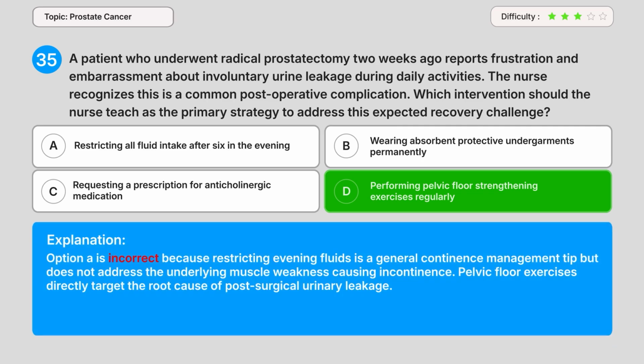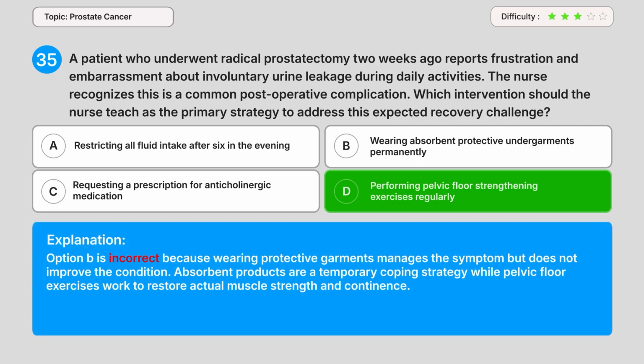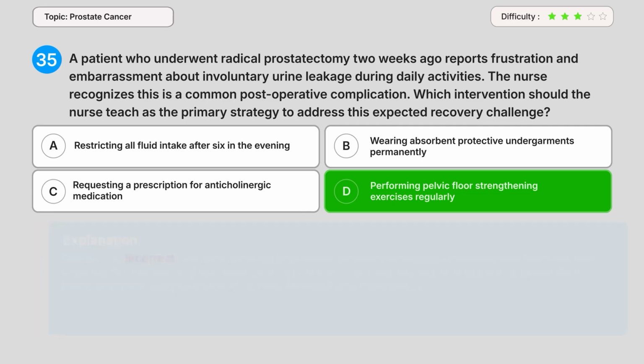Option A is incorrect because restricting evening fluids is a general continence management tip, but does not address the underlying muscle weakness causing incontinence. Pelvic floor exercises directly target the root cause of post-surgical urinary leakage. Option B is incorrect because wearing protective garments manages the symptom, but does not improve the condition. Absorbent products are a temporary coping strategy, while pelvic floor exercises work to restore actual muscle strength and continence.